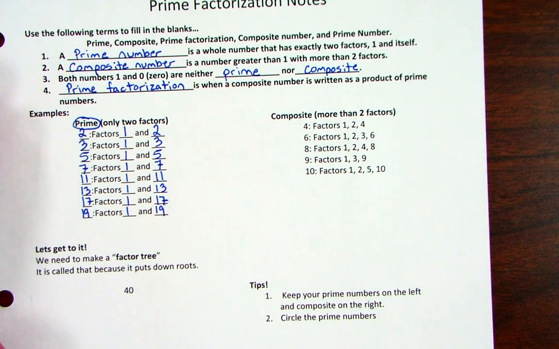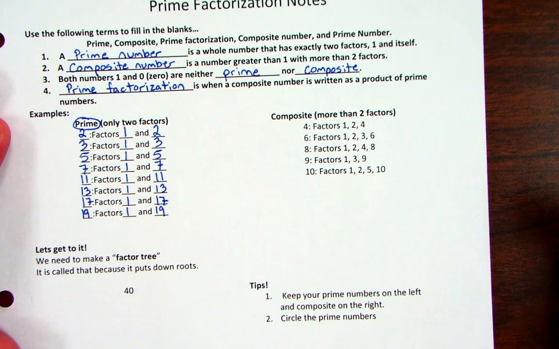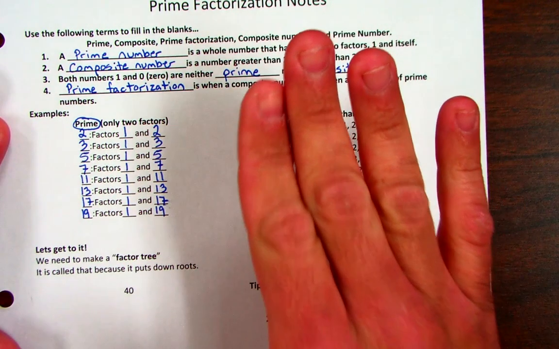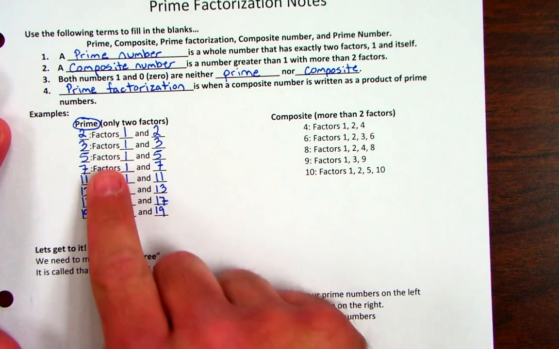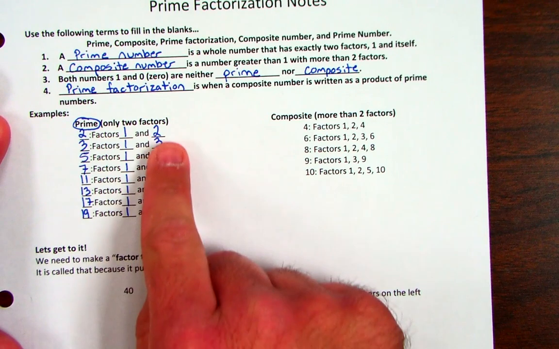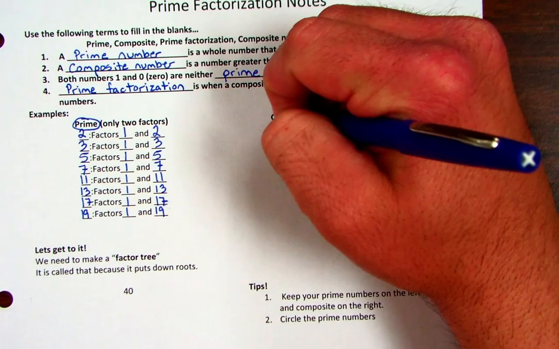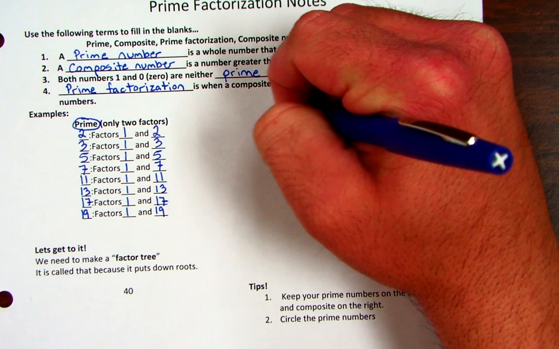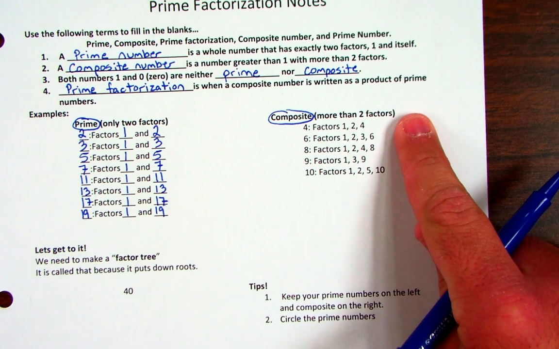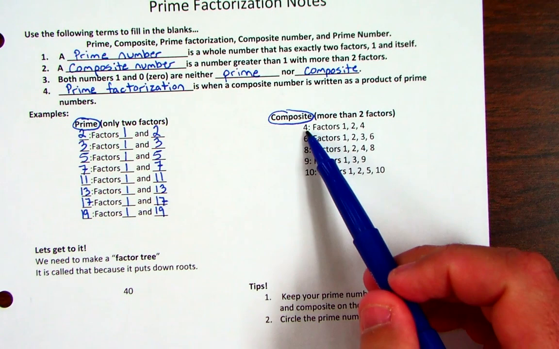So again, a prime number is a number that has only 2 factors. The number 1 and itself. That's it. Now, a composite number has more than 2 factors. For example, the number 4.